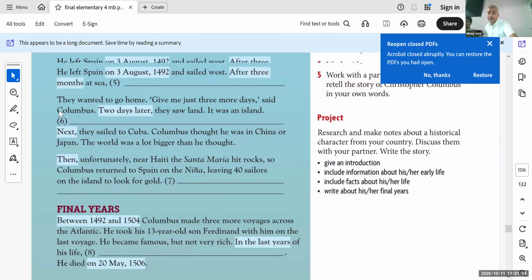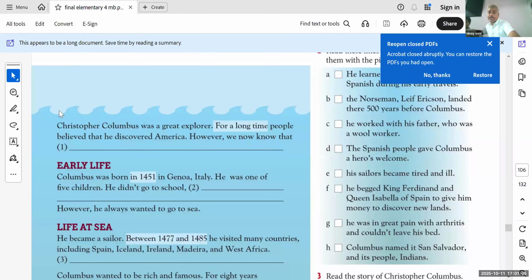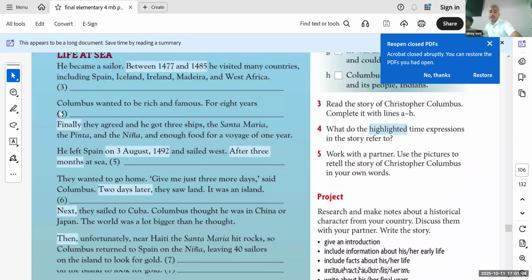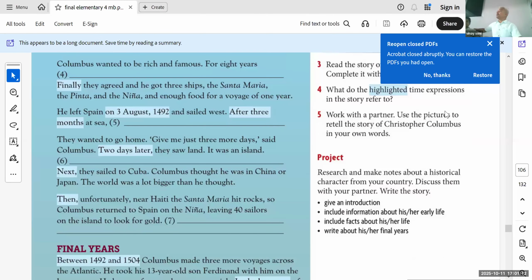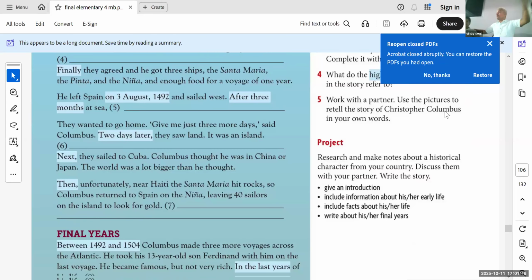इसका मतलब समझ आ रहा है? The Spanish people gave Columbus a hero's welcome. They treated him like a hero. They gave him a hero's welcome. They treated him like a hero when he came back.